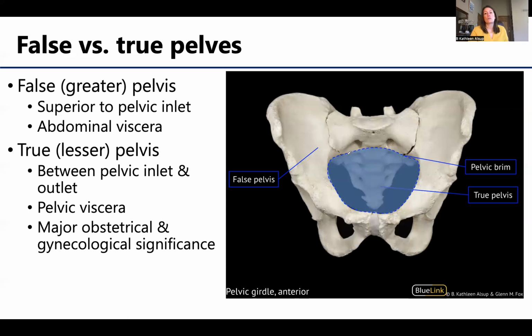And then any region that's going to be between that pelvic inlet, so between the pelvic brim and that pelvic outlet, is referred to as the true or the lesser pelvis. And it's really here that you have the majority of your pelvic viscera, but you will have portions of the bladder here as well as the rectum. So you do have other components, but really it's separated because this particular area, this true pelvis region, is of major obstetrical or gynecological significance.